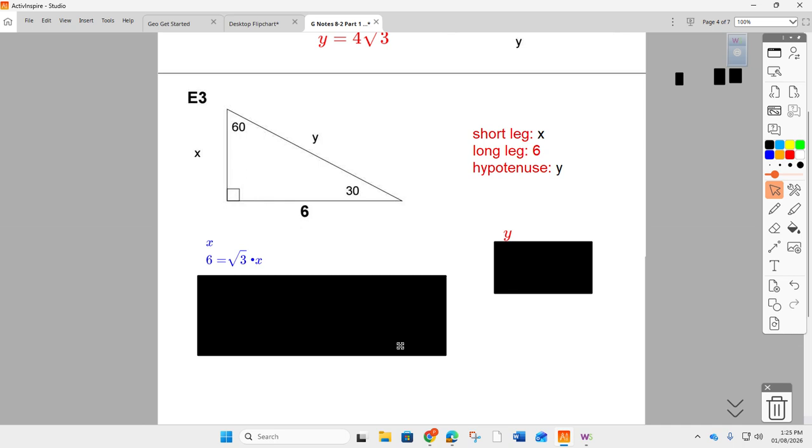You do have to remember a little bit about how to multiply and divide square roots, but I am giving you a refresher, so don't sweat that.